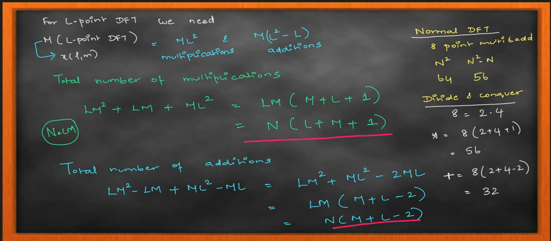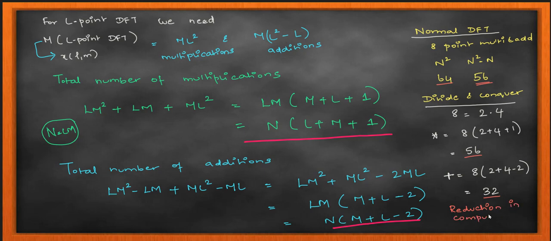Oh, good. Excellent. So now you can see there is a reduction, right? 56 has come down to 32 and 64 has come down to 56. Not much. So that is why the divide and conquer approach was a primitive way of doing it. I would say it comes before radix 2.